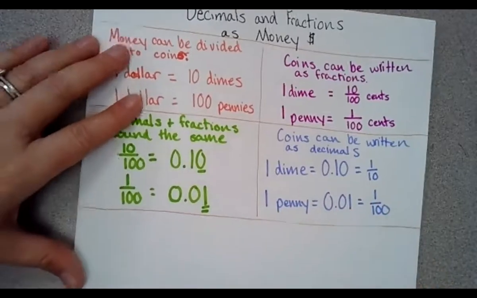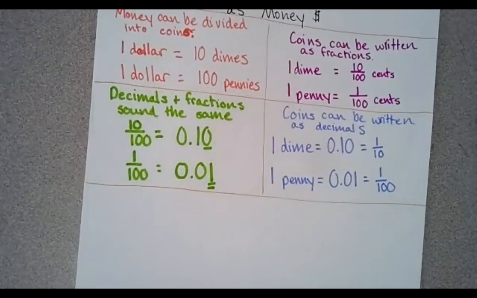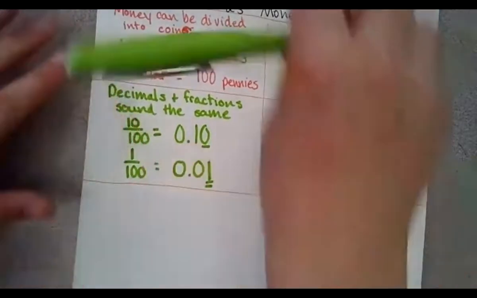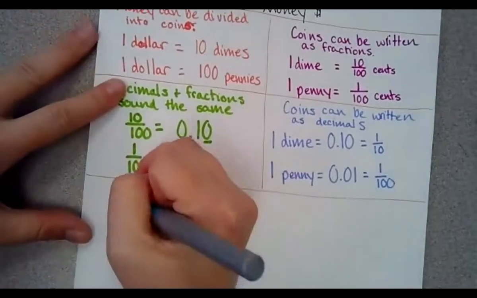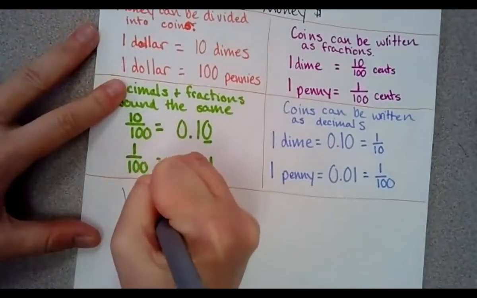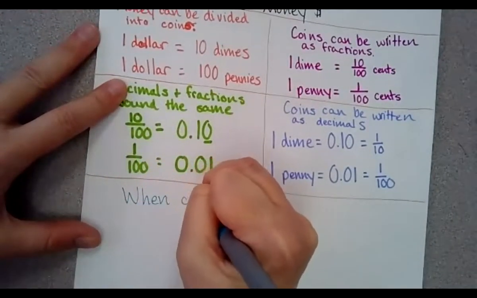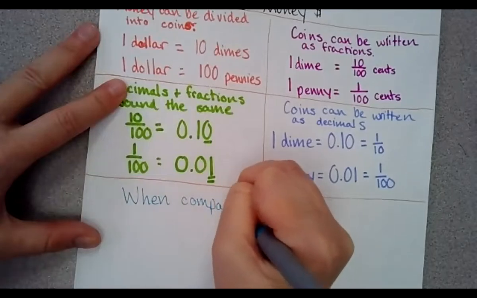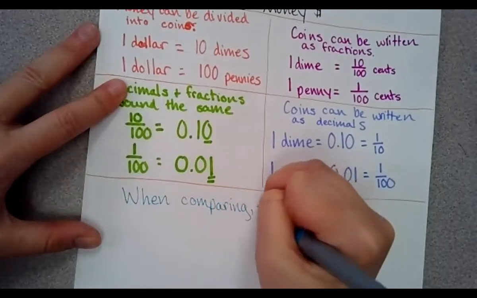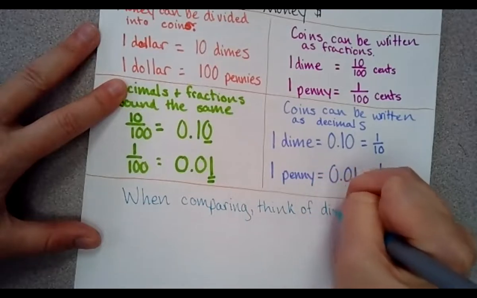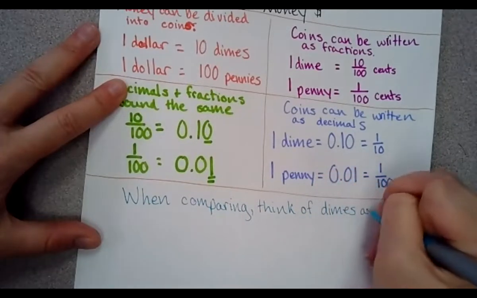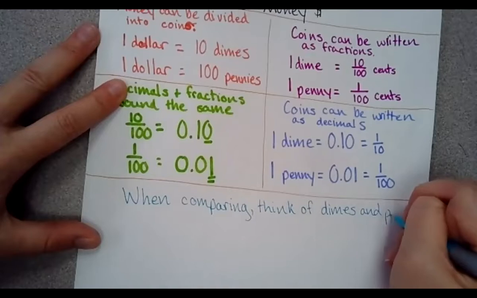Okay, all right. So when you are comparing decimals, I want you to think of comparing dimes and pennies. Okay, so let's write that down. When you are comparing decimals, think of comparing dimes and pennies.